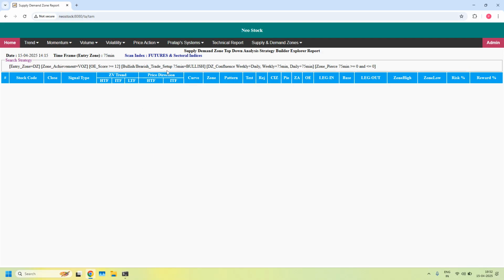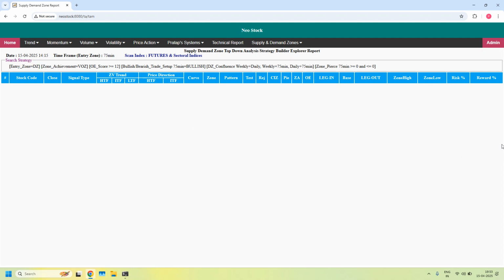Let us check the strategy, whether we selected properly or not. Daily demand zone confluence. We are looking for weekly and daily, weekly and 75 minutes, daily and 75. So perfect, no stocks are available. And also bullish trade setup, entry time frame 75 minutes, selected zone demand zone. Okay.